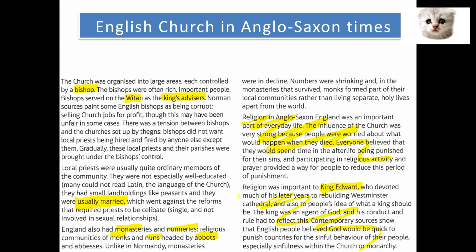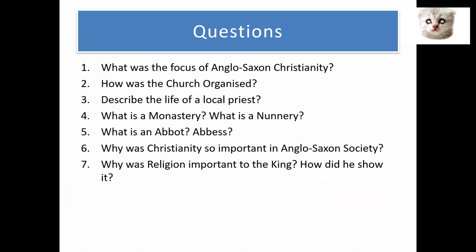You'll remember King Edward was quite a pious man anyway. He had planned to become a monk. He wasn't planning on becoming king. He spent much of his later years rebuilding Westminster Cathedral. Also, it was believed by everybody that the king was an agent of God, and ultimately God's representative on earth. So pause the video and answer these questions for me. Come back when you are ready.